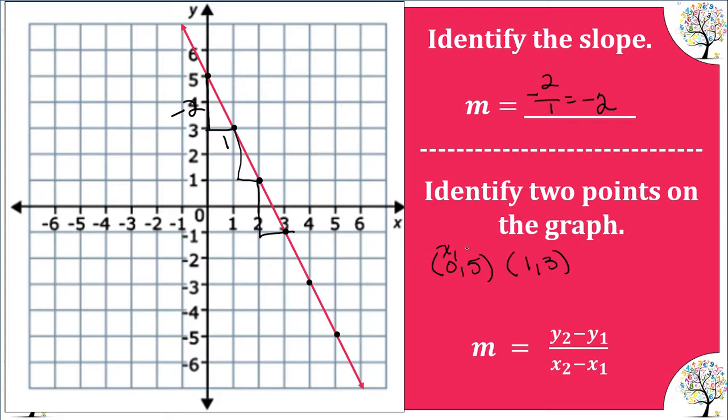Now, let's practice this algebraically and just prove that it is -2. So the formula says y2, 3, minus y1, 5, over 1 minus 0. I get -2/1.